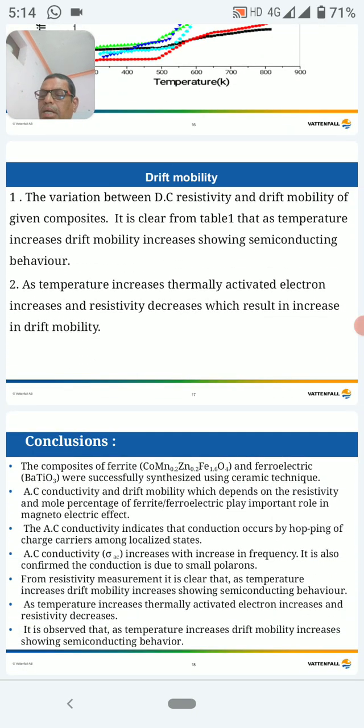The conclusion: it is observed that a better magnetoelectric effect in composites requires high resistivity. The AC conductivity and drift mobility, which depend on the resistivity and mole percentage of ferrite and ferroelectric, play an important role in the magnetoelectric effect. AC conductivity and drift mobility are investigated in the frequency range 1 kHz to 2 megahertz at 300 degree Kelvin. The AC conductivity indicates that the conduction in the ME composite occurs due to hopping charge carriers among the localized states. AC conductivity increases with increase in frequency. It is also confirmed that the conduction is due to small polarons.